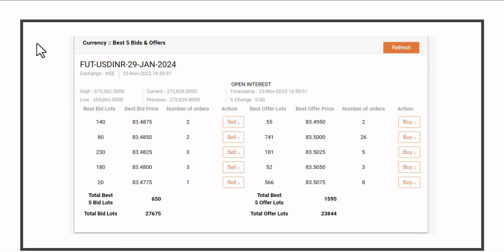So you will get a full window about who are the people who have placed the orders, and how many people wanted to buy. The last line shows 27,675 bids. And the offers, which are the asks, are 23,844. So the buyers outnumber the sellers, isn't it? That means there is more buying than selling pressure.